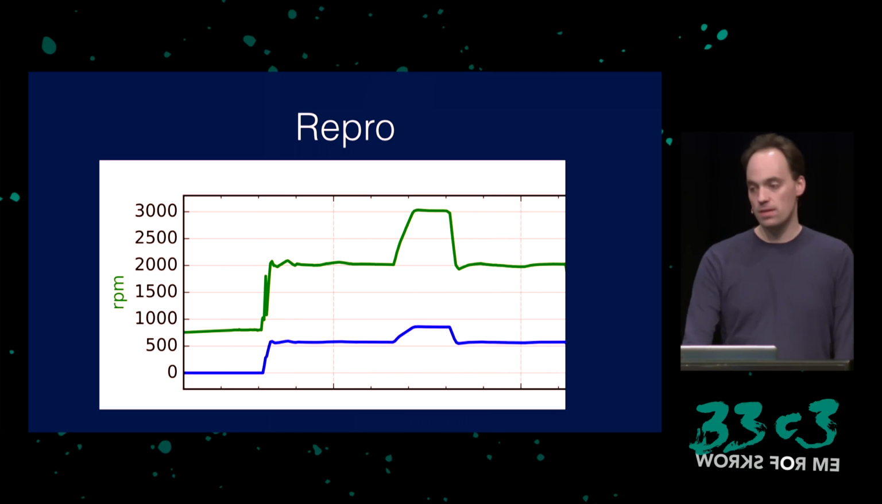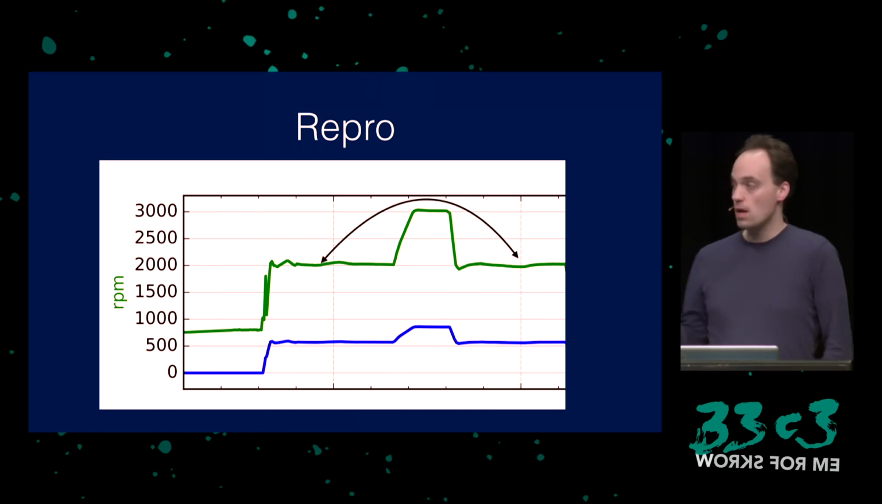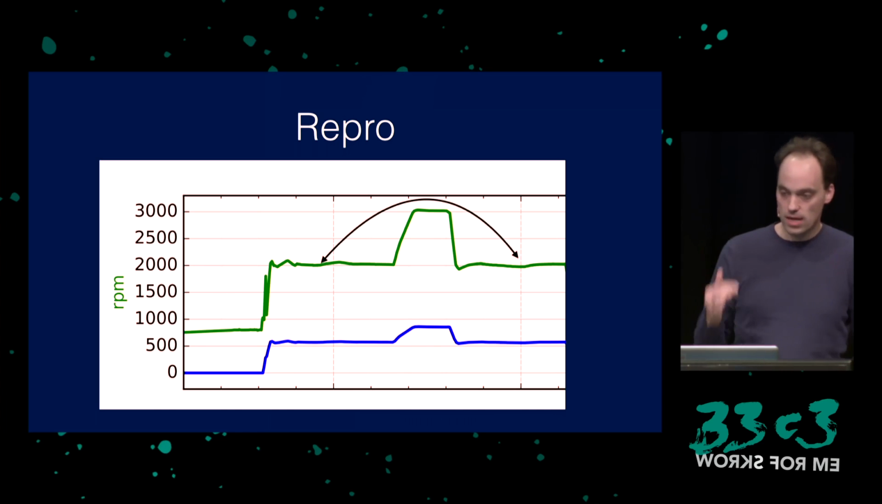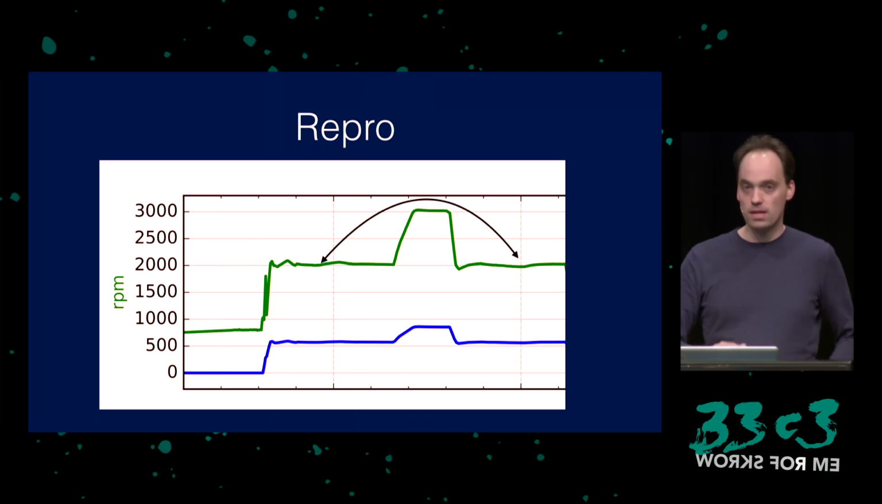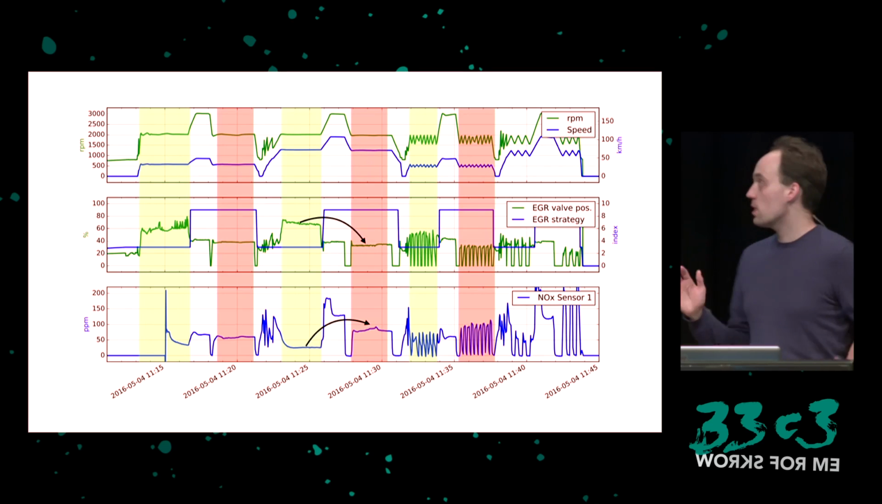And we would naturally expect the engine to operate in the same way on the left and on the right side, because the engine is doing the same thing there. It's the same torque level, it's the same RPM, everything is the same. So we would expect the same emissions, right? And it turns out it isn't.